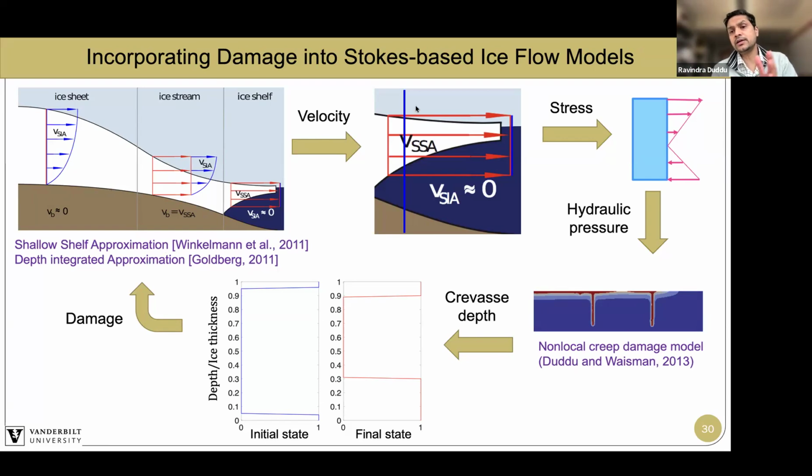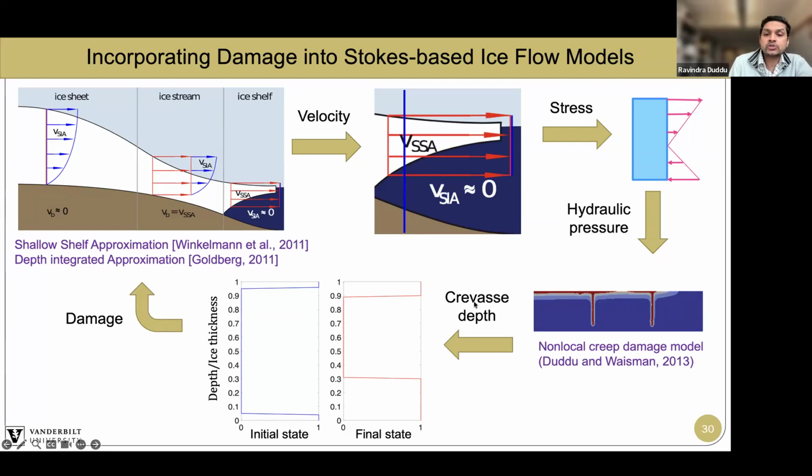And that gives you the deviatoric stress, then you can analytically get the vertical stress, which is hydrostatic, and then you can add that and now get a three-dimensional stress state. And then you can add water pressure, hydraulic pressure, into the cracks using an empirical expression. And that gives you crevasse depths based on this creep damage model that I worked on in the last decade as a postdoc at Columbia.